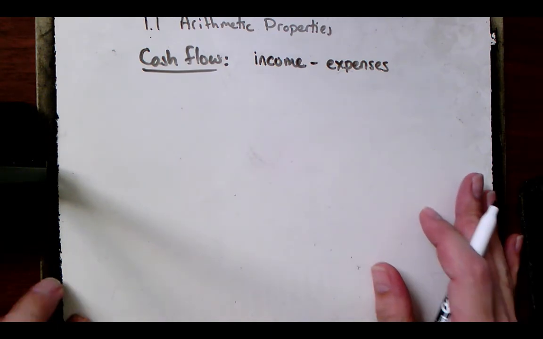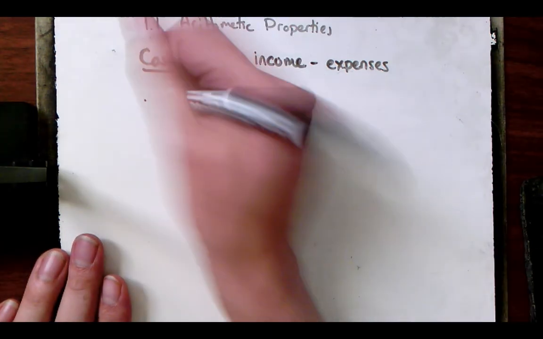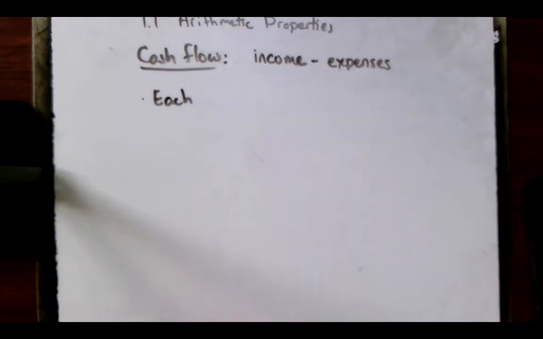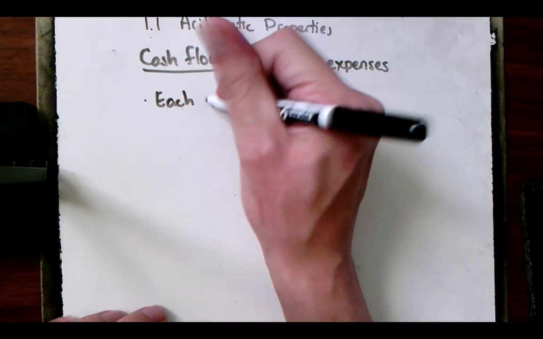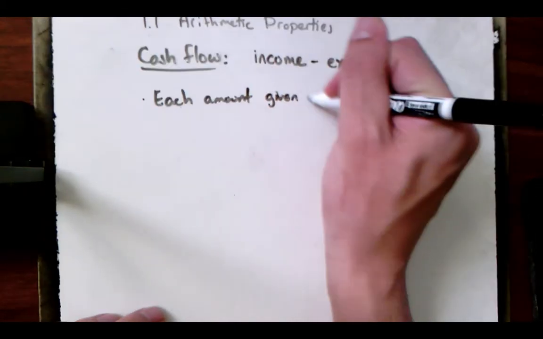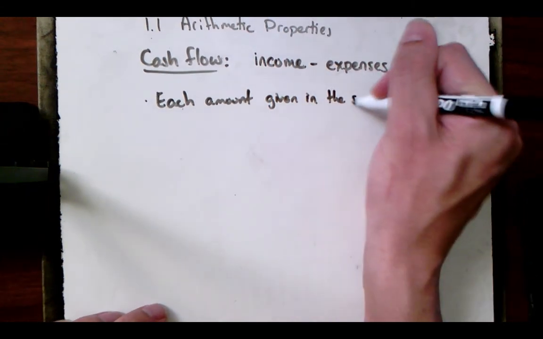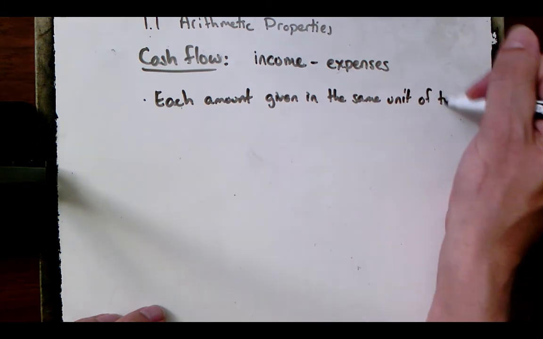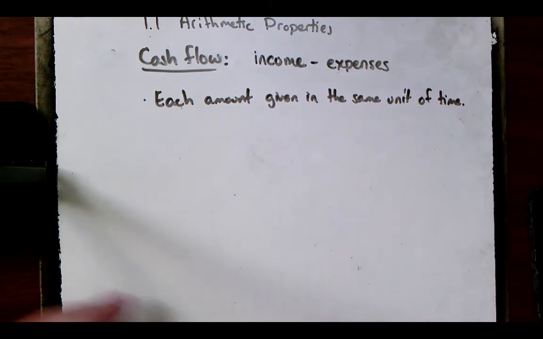The important thing that you need to keep in mind is that each amount must be expressed in the same unit of time. And so when we calculate our normal budget or our normal income and expenses and money that we're spending, they don't all necessarily fall into the same period of time.